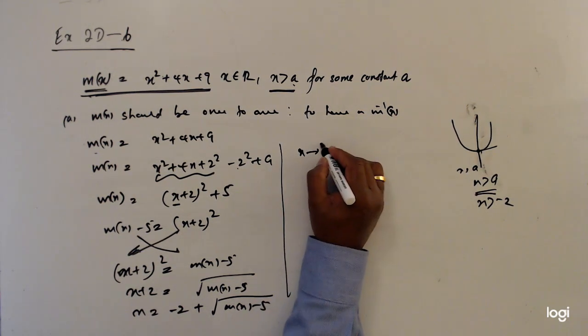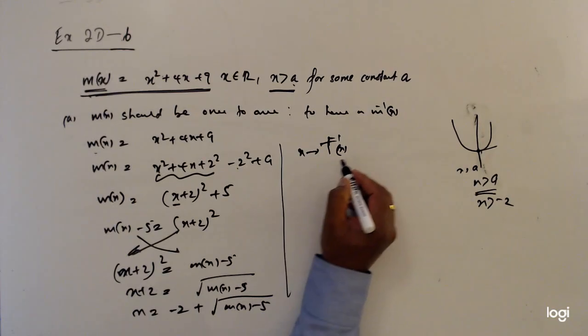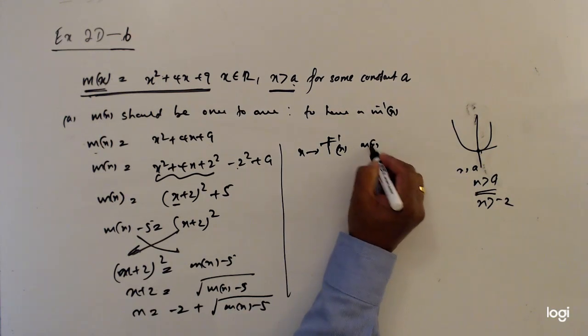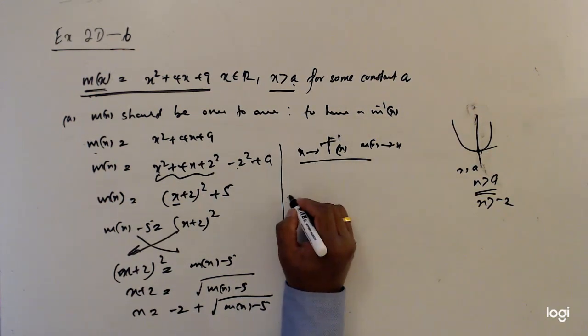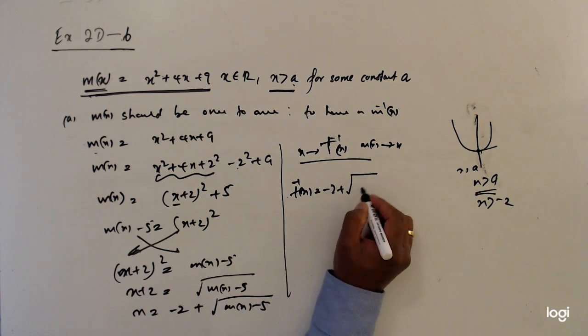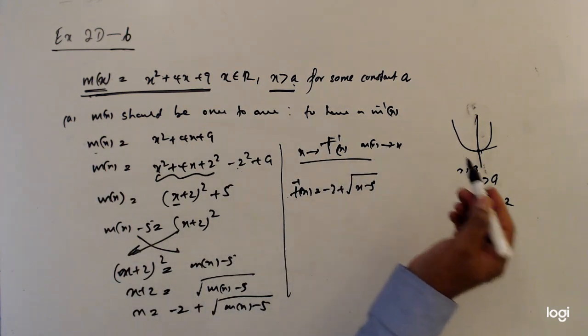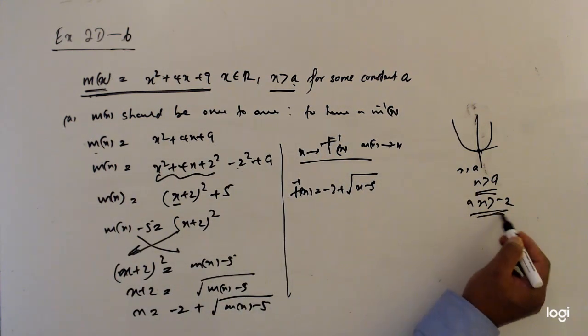x goes to M inverse x, and Mx goes to x. So M inverse x equals minus 2 plus square root of x minus 5. I think the part 1a answer is x equals minus 2. So this is part 1.